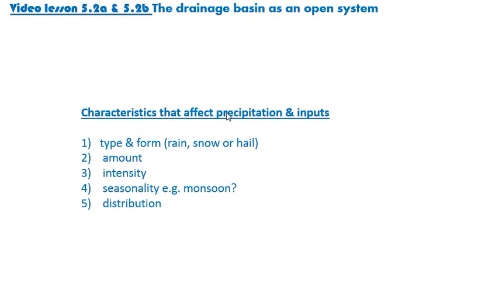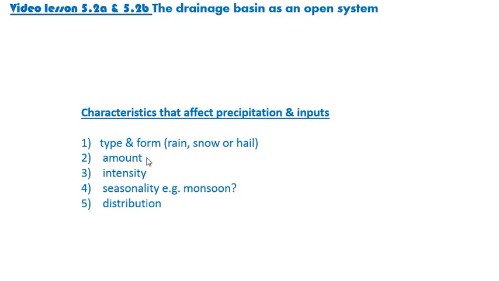So what characteristics affect inputs, which is precipitation? Well, the type and form of precipitation. So is it rain, is it snow, or is it hail? Obviously, one of these will travel or flow or flux much faster than the other one or two. Try and think which ones will move slow and which ones will move faster and why.